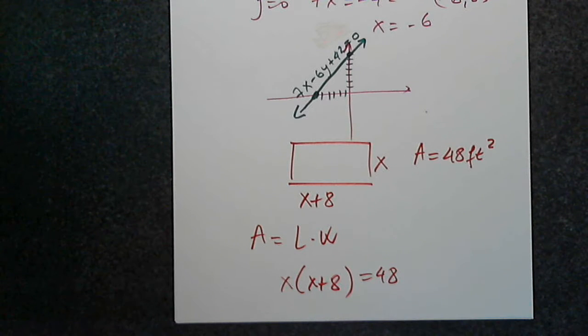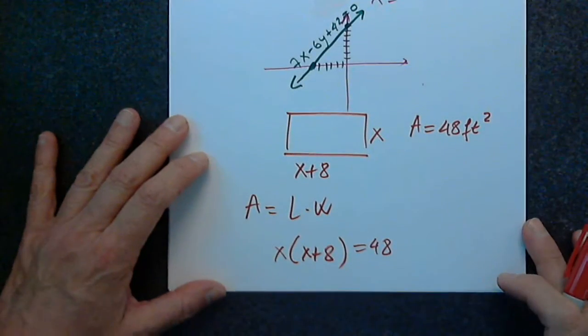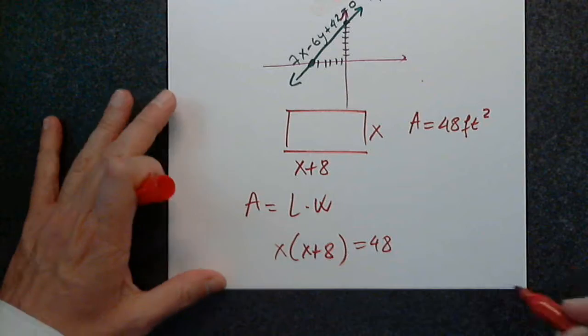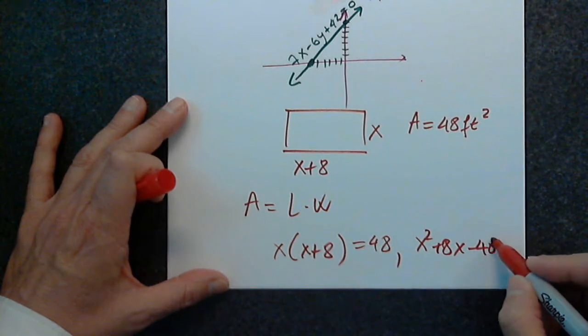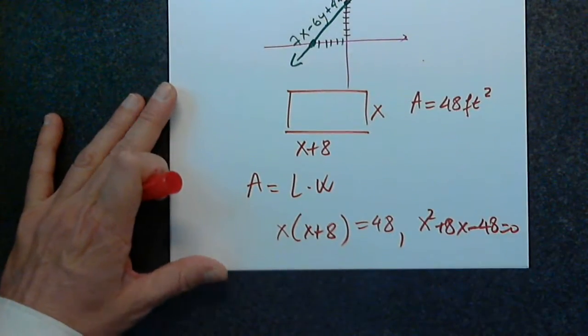How do we solve this? What type of equation is it? Quadratic. Awesome, thank you. It is quadratic. What can we do here? Awesome, great job. x squared plus 8x minus 48 equals 0. We have to set it equal to 0.